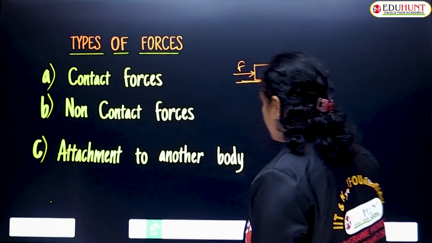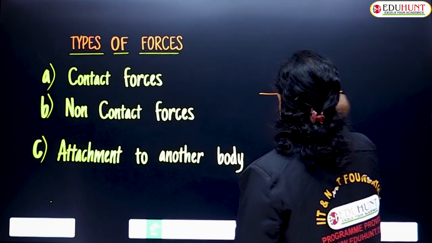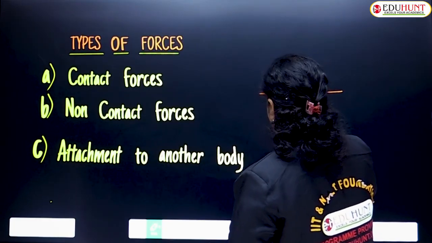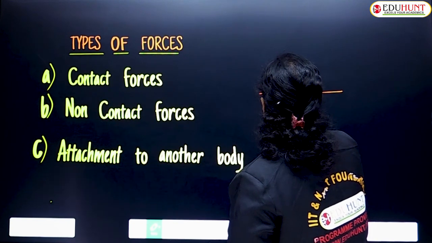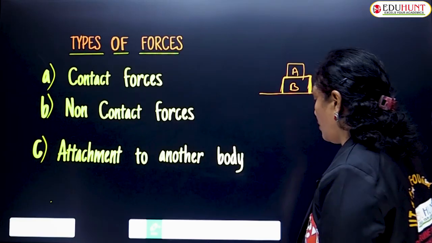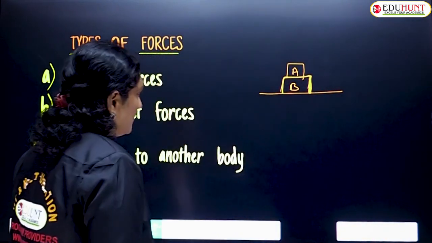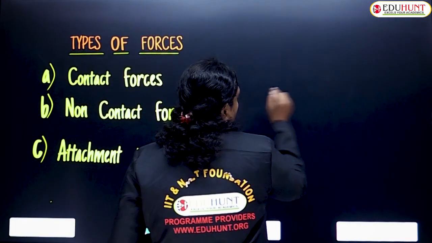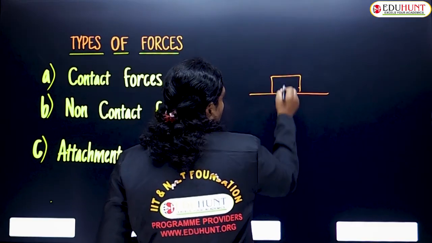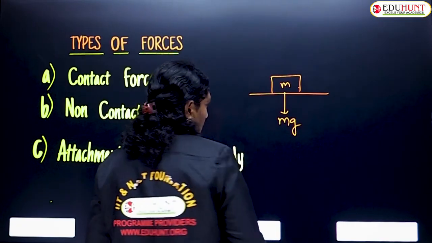Similarly, if you consider two different bodies on a horizontal surface, a body A and another body B are kept in contact like this. If you consider only one particular object of mass m, the whole weight of the body is acting downwards.